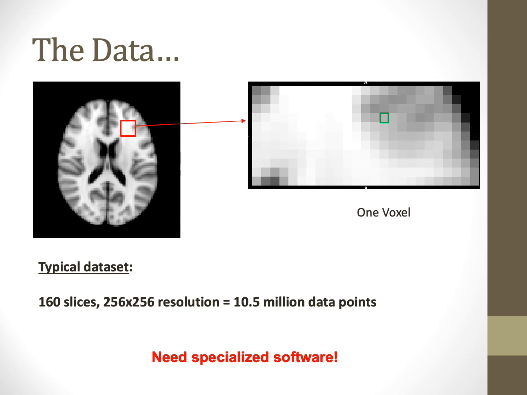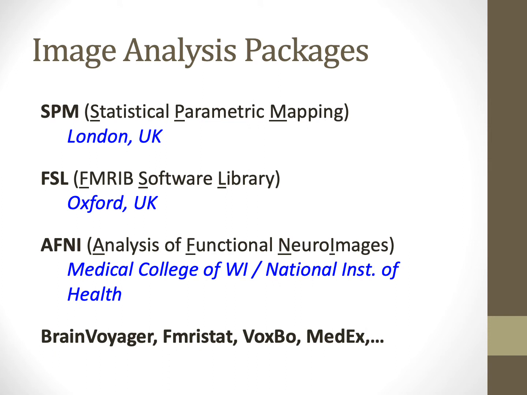To process and analyze this amount of information, we need to have specialized software. This is where various specially developed neuroimaging software suites and tools come in. There are many different packages available, including SPM, FSL, AFNI, and many others. In this course, we will primarily focus on using FSL and AFNI, which have a wide array of tools for processing many types of neuroimaging data.